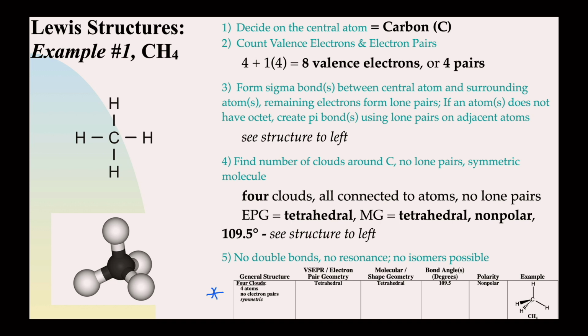So you can see if you go left to right, the electron pair geometry, which is also known as VSEPR geometry sometimes, is tetrahedral. The molecular geometry, or sometimes the shape geometry, molecular shape, that's also tetrahedral. The bond angles, about 109.5, and the polarity here is non-polar, because everything is the same around the central atom.